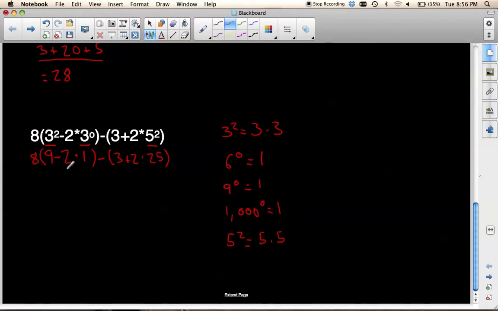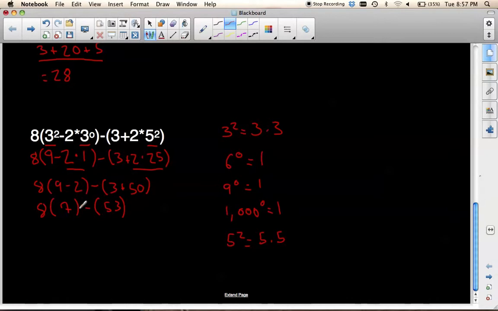So our next step is going to be our multiplications. So we still have our 8, 9, 2 times 1 is 2, minus, we still have our 3, but 2 times 25 is 50, and now we keep solving in the brackets. So we got 8, 9 minus 2 is 7, minus 3 plus 50 is 53. Okay, and now we keep going. So now we've solved our parentheses.